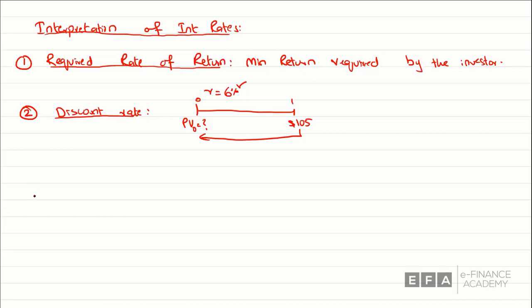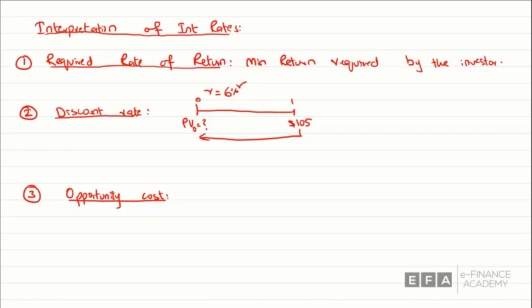The third interpretation of interest rate is opportunity cost of capital, or opportunity cost. Now, what is opportunity cost? A simple definition of opportunity cost is the next best alternative that you forgo, meaning that you actually give up, is called opportunity cost.